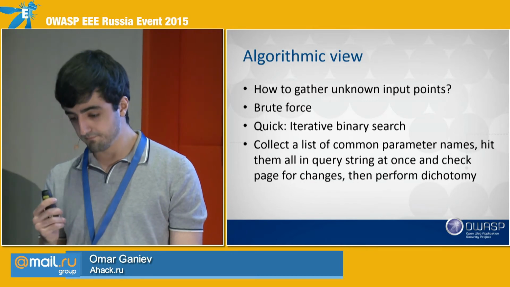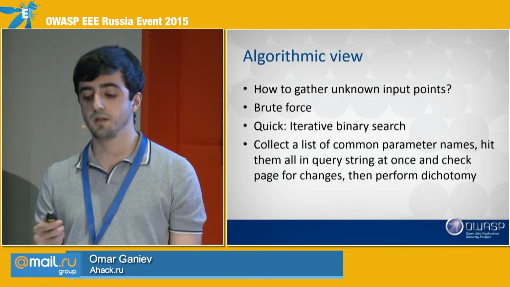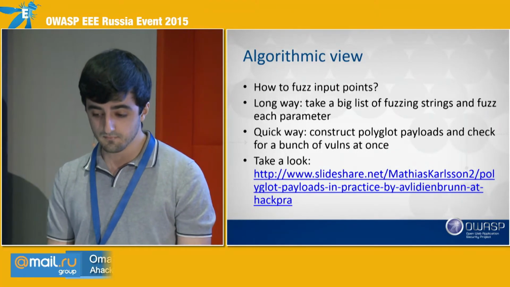But of course you should cut dynamic contents. For example, there can be some ads that have different size. So each time you request a page, it will have a different size and different content, and you'll get false positives. Now you've got input points, you've got pages, and you need to fuzz them.